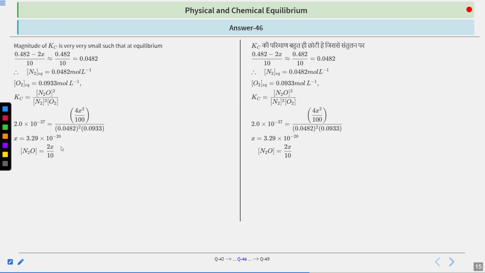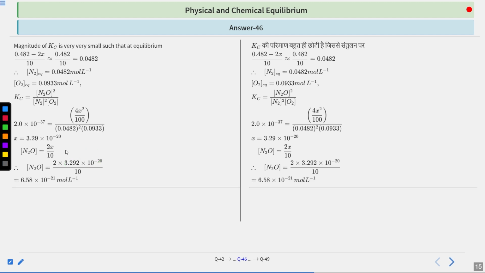N2O will be 2x by 10. So putting the value of x here, N2O concentration will be 6.58 into 10 to the power minus 21 mole per liter.